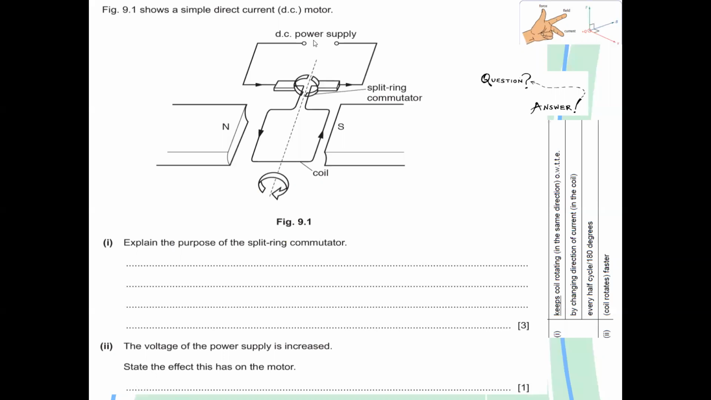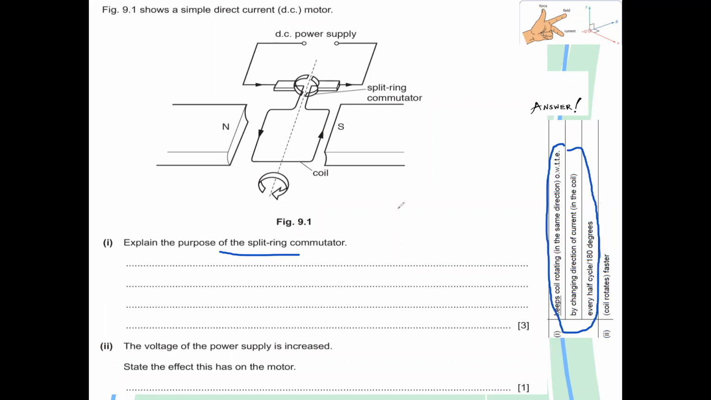So another question related to a DC motor. Figure 9.1 shows a simple DC motor. The direction of the current is shown to you. State the purpose of a split ring commutator. It's 3 marks. As I mentioned, it keeps the coil rotating in the same direction by changing the direction of the current every half cycle, or 180-degree rotation. So you have to include all these 3 points.